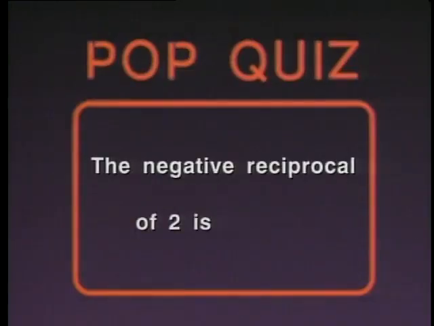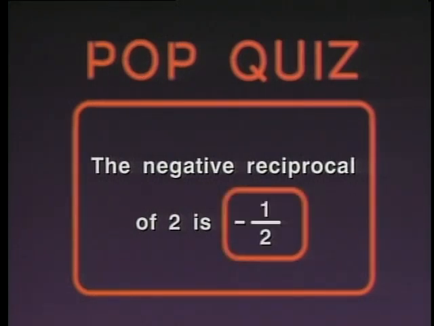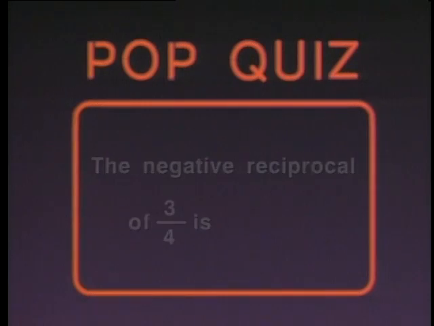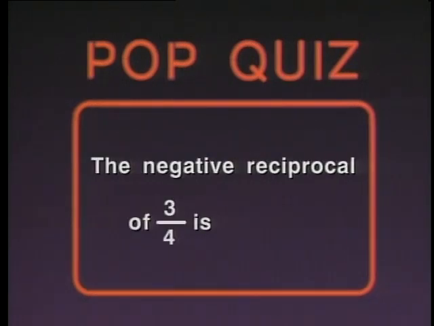You can always find a negative reciprocal by treating the number as a fraction, inverting the numerator and denominator, and reversing the sign. Here's a pop quiz to test yourself. The negative reciprocal of 2 is negative 1/2. The negative reciprocal of 3/4 is negative 4/3.